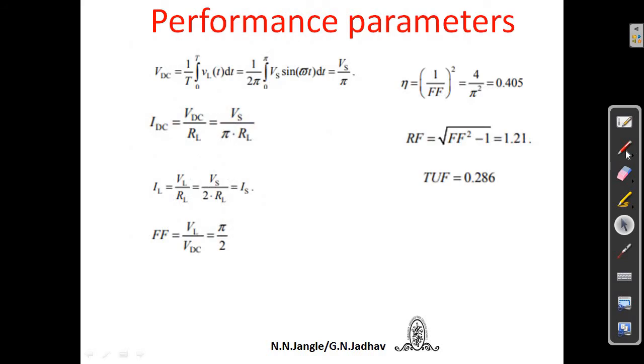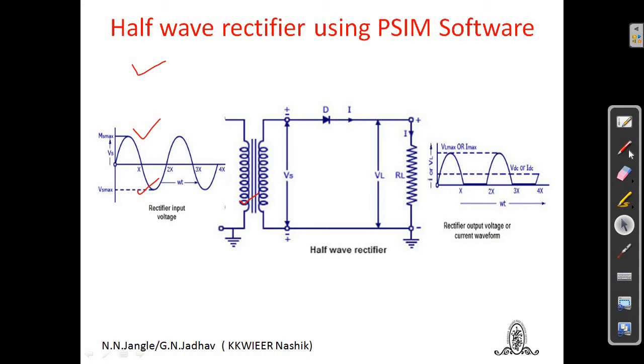Here the performance parameters are as follows. DC voltage VDC is given by Vs by pi, where Vs means the voltage across the secondary. IDC, that is the DC current, is given by Vs upon pi RL. Then load current is given by Is. Why is the load current equal to Is? Because according to the circuit here, this is your Is, the secondary current, and the DC current IDC is flowing through the load resistance.